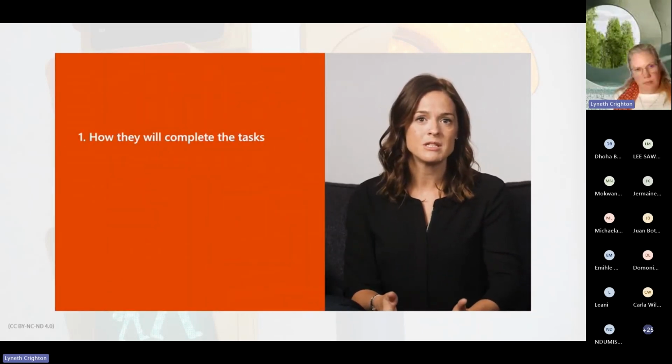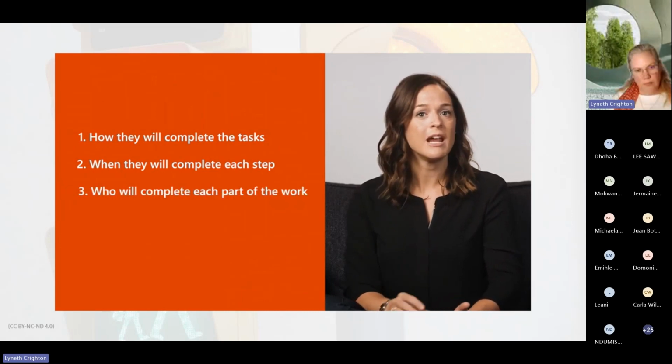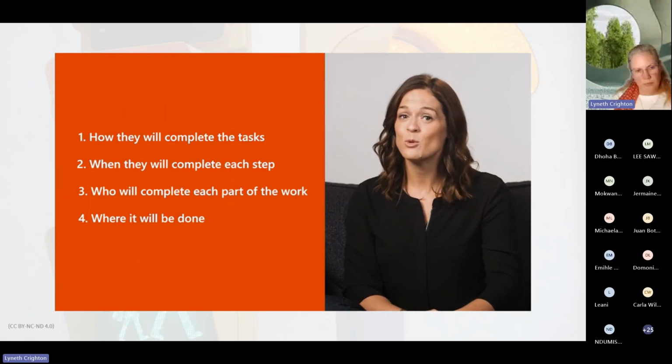Self-regulation is part of executive function, which Harvard University defines as a set of skills critical to the success of every learner. For a learning activity to meet self-regulation requirements, learners must spend a substantive amount of time on the activity and receive clear learning goals and grading criteria. At a deeper level, learners need to plan their work over time while considering the learning criteria. Planning their own work may involve deciding how they will complete the tasks, when they will complete each step, who will complete each part of the work, and where it will be done, such as home or school.